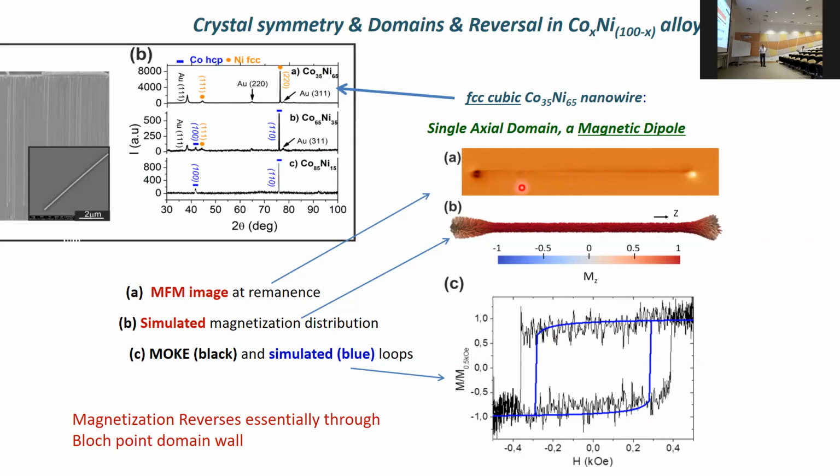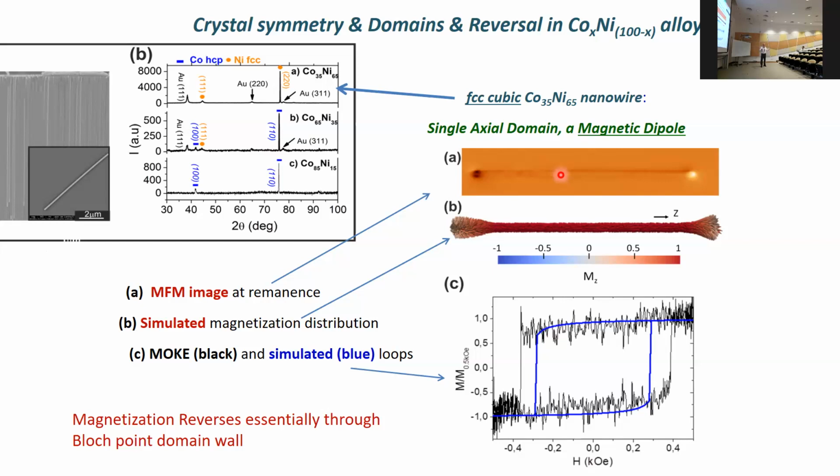You see black and white contrast at the very ends. So we are dealing really with a magnetic dipole. This individual nanowire can be considered as a magnetic dipole.